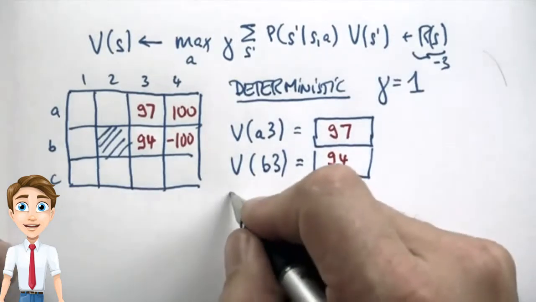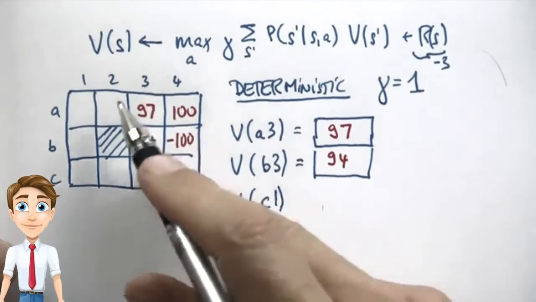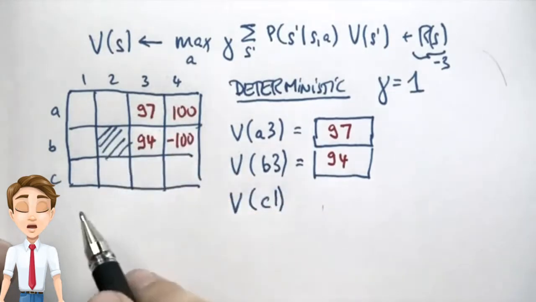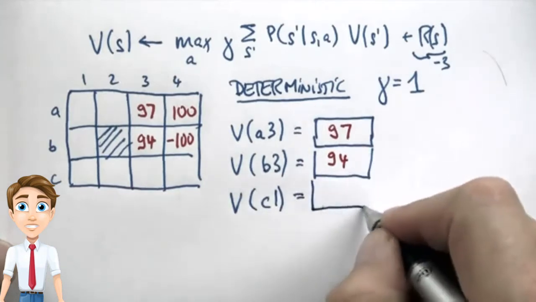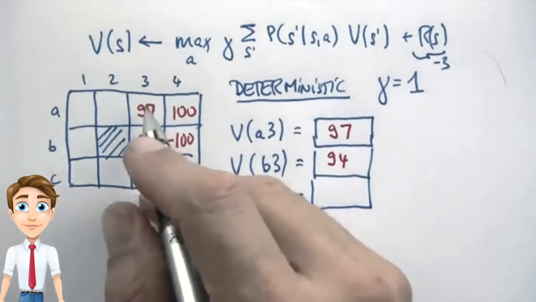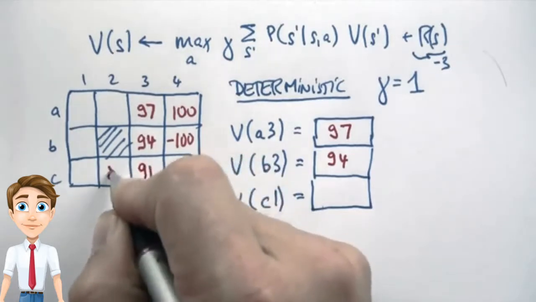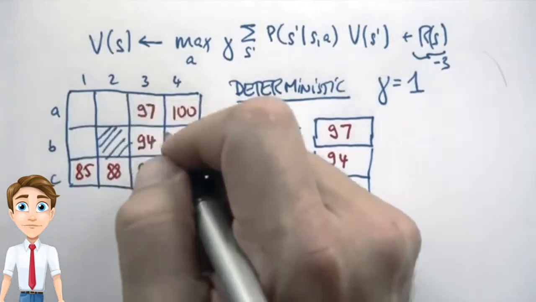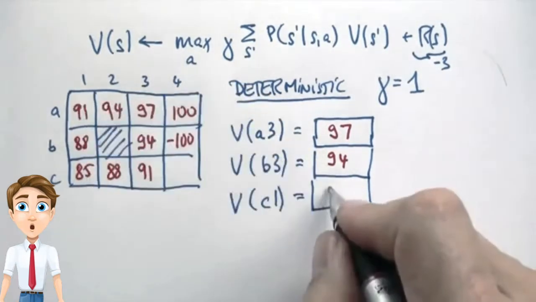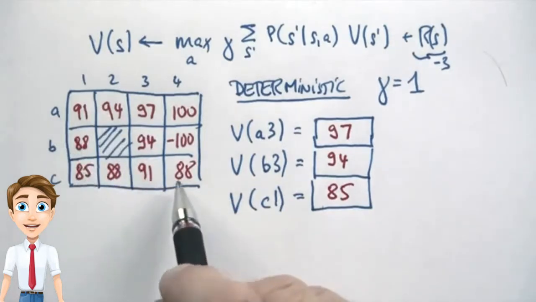And finally, I would like to know what's the value of C1, the field down here, after we ran value iteration over and over again, all the way to convergence. Gamma equals 1, state transition function is deterministic. And the answer is easily obtained if we just subtract 3 for each step. We get 88, 85 over here. We could also reach the same value going around here. So 85 would have been the right answer. And this will be the value function after convergence.